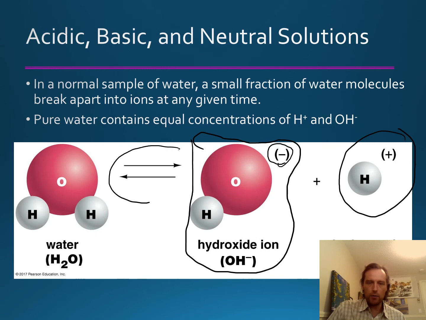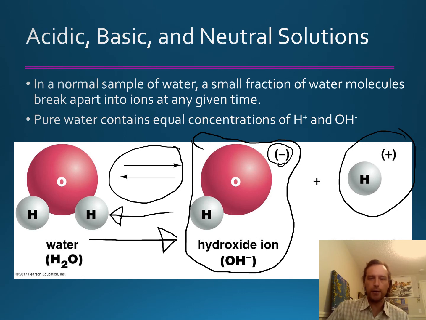This double arrow symbol here means this reaction is reversible. So this is constantly going both from water to hydroxide ions and H pluses, and then going in the opposite direction as well. So what that means is the hydroxide ion can combine with H pluses to form water. So this is a reversible reaction.